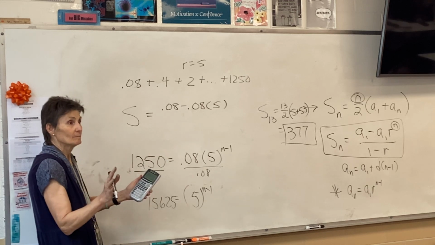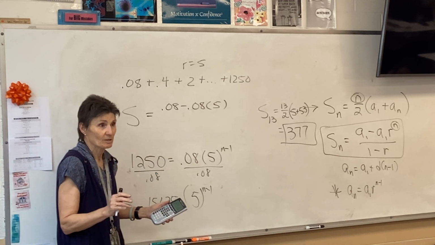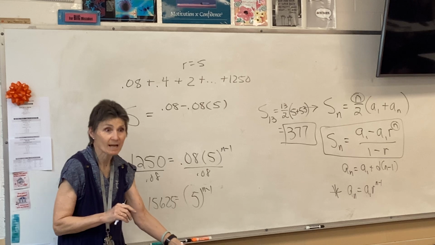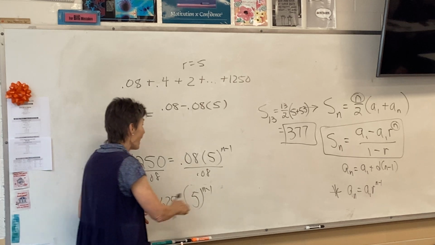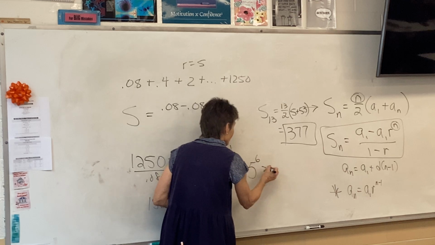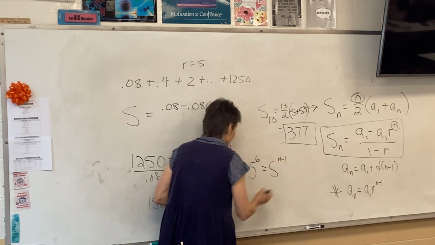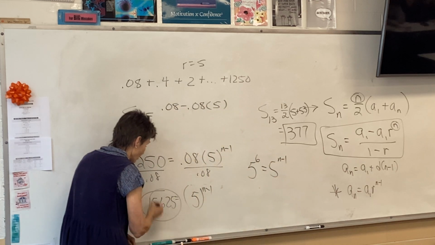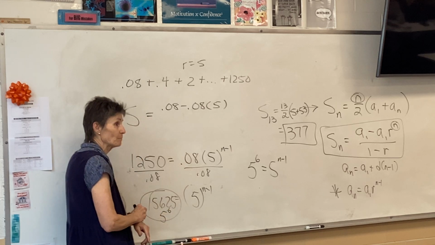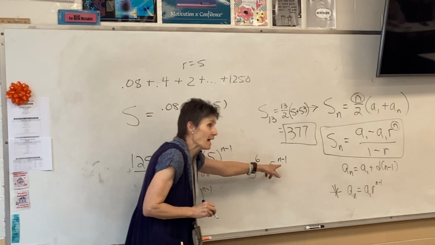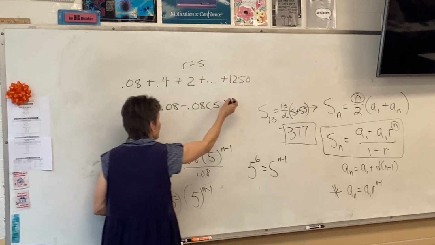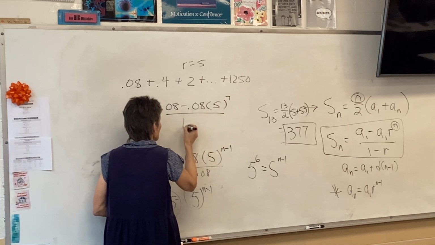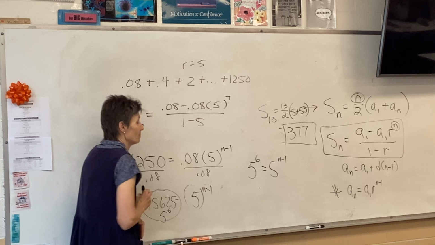Oh my gosh, I guessed. That was really truly a total guess. So 5 to the 6th is 5 to the n minus 1. This guy right here is 5 to the 6th. So what does n have to be? 7. So now I can come back and put 7 in there and finish my problem.